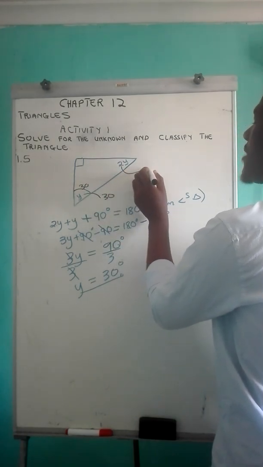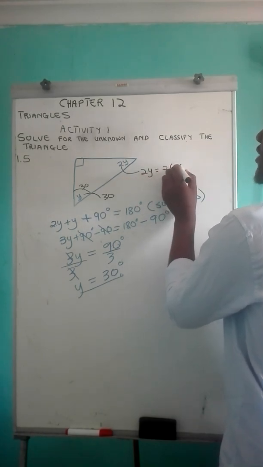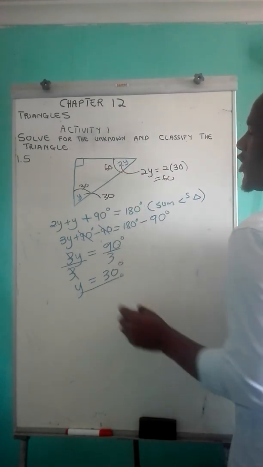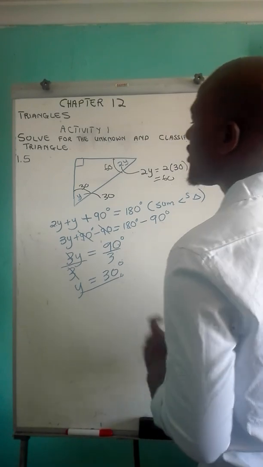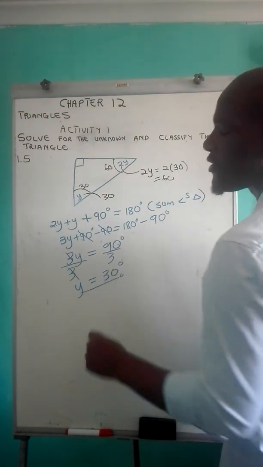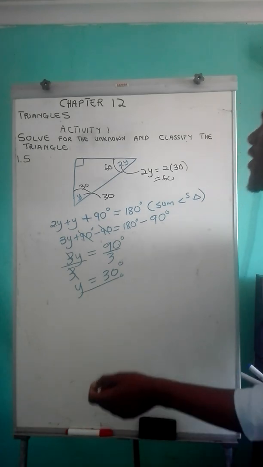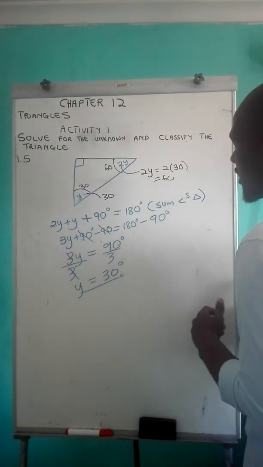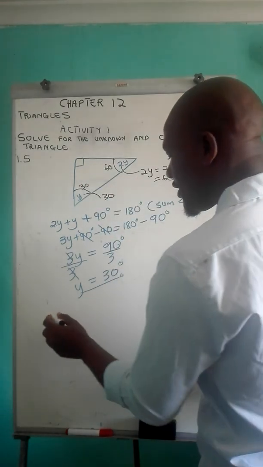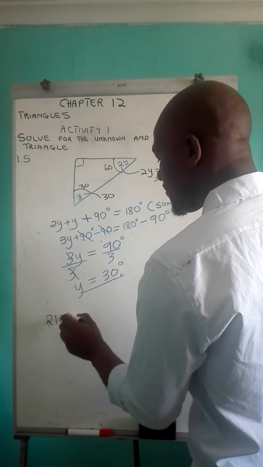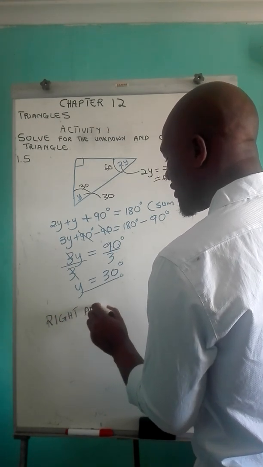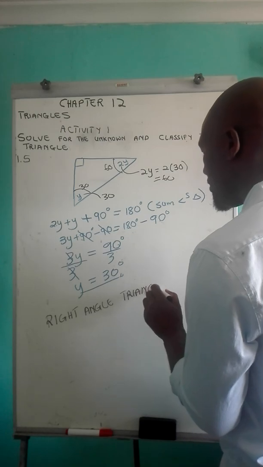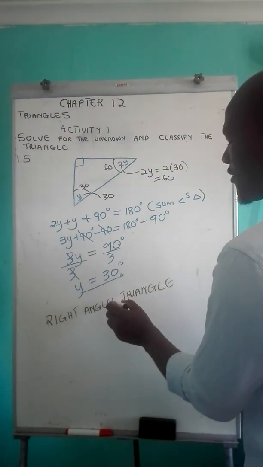But this one now is 2 times y, but y is 30, so it's equal to 60 degrees. As you can see, I have different angles. We used to say this is a scalene triangle, but now it has a special name because there is a 90 involved. Although the angles are not equal, we'll call this a right angled triangle.